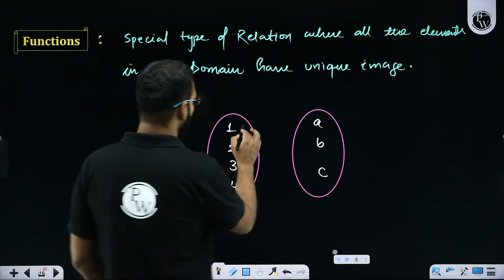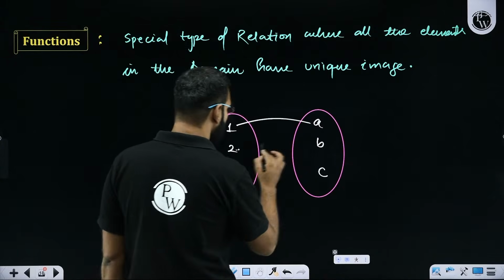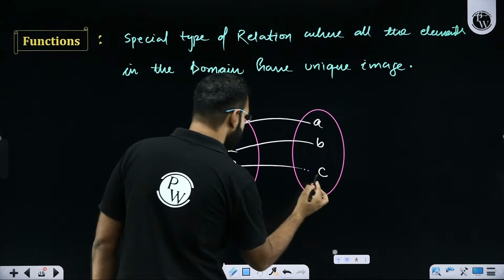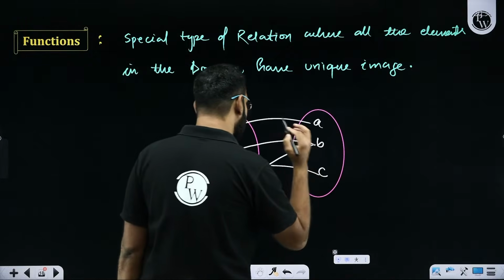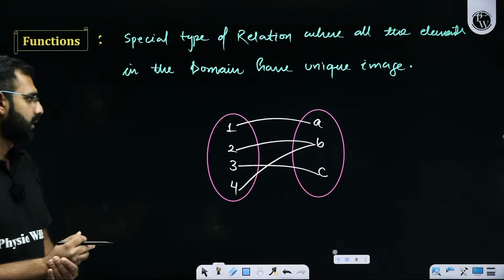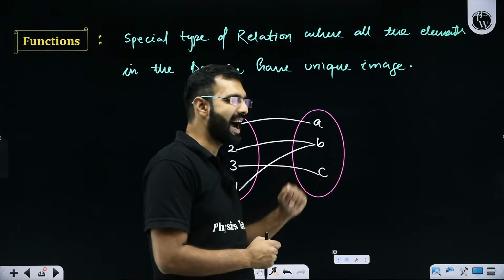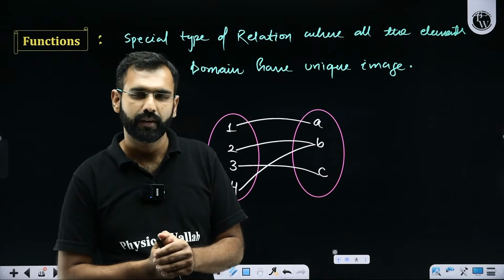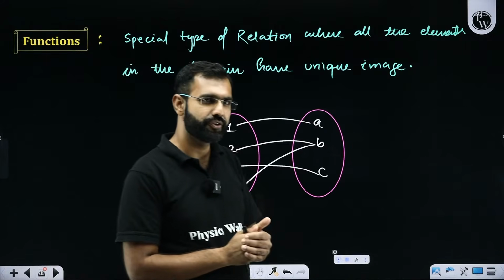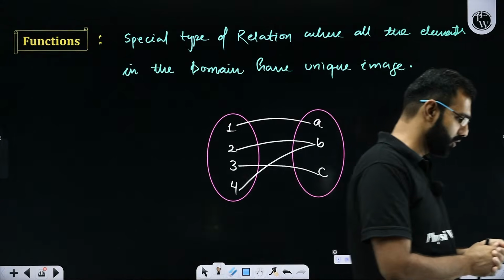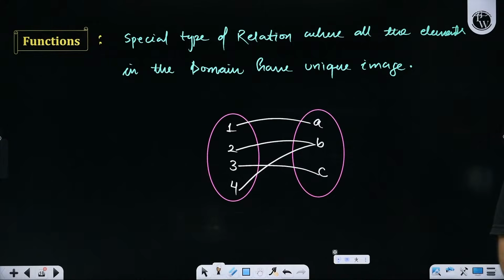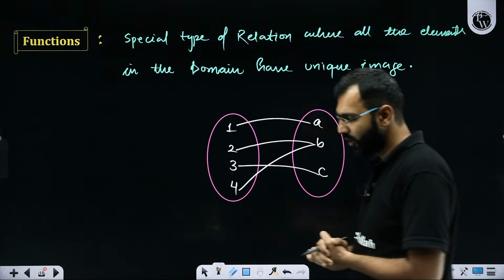Here we have 1 is mapped with A, 2 is mapped with B, 3 is mapped with C, and 4 is mapped with B. Sir, I think this is also a violation because 2 and 4 have an image B. Is this really a violation, students? Tell me honestly, will you call it a function or it is merely a relation? What do you think?